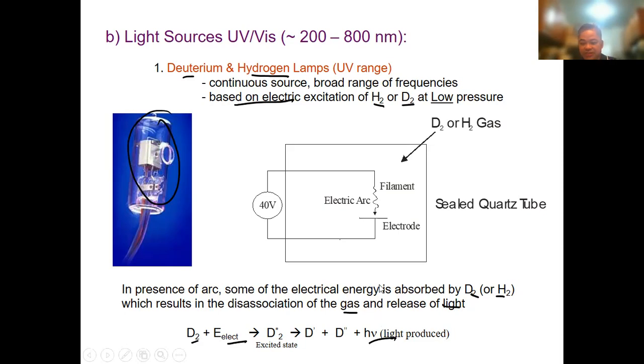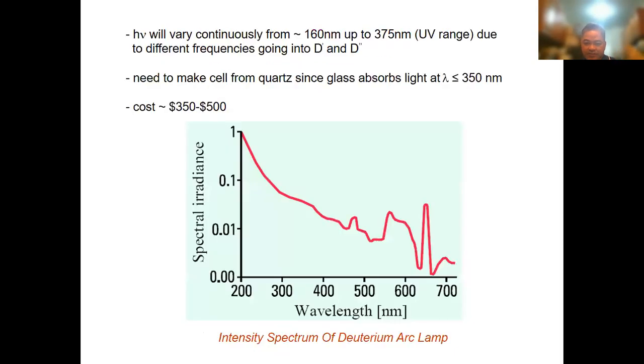And if you're going to look at the light source, okay, this is its range, 160 to 375. Okay. Now you might say, why a difference in the wavelength? It is due to the different frequency in the excited deuterium. Now, if you're going to use this, your sample cells should be quartz, because glass does not absorb lower than 350 nanometer. But I think you know it by now.